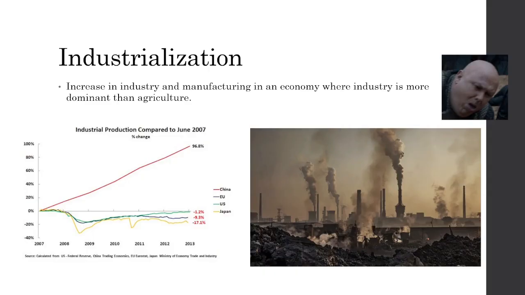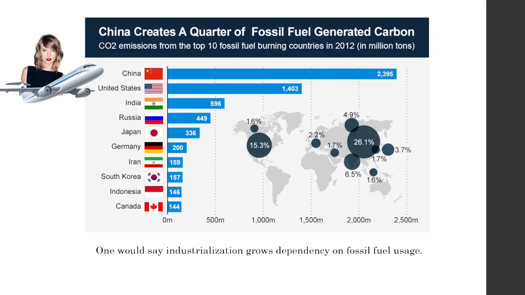It declined. And then something I want you to take away from this picture on the right here is that industrialization with these factories, they emit a lot of air pollutants, and this can cause air pollution and respiratory problems and a lot of other environmental and health effects that we'll get into. So China, because of its 96% increase in industrialization, they create a quarter of the fossil fueled generated carbon. The United States is in second place, but China is up there with 26% of it.